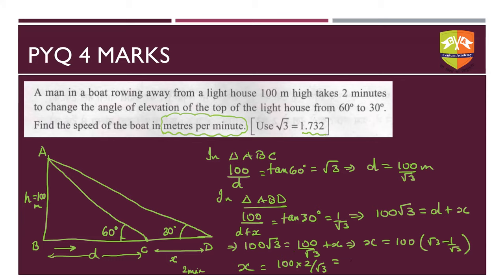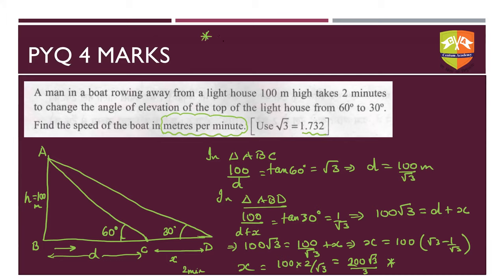Okay, 100 root 3, right? So now, 100 into 2 root 3. So hence, this is nothing but 200 root 3 by 3. I have already rationalized X. So now I'm calculating here because of paucity of space.